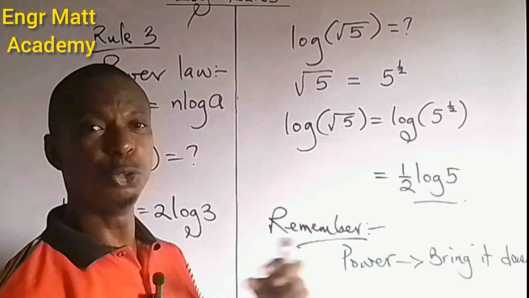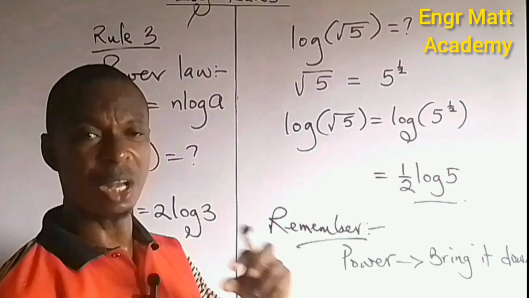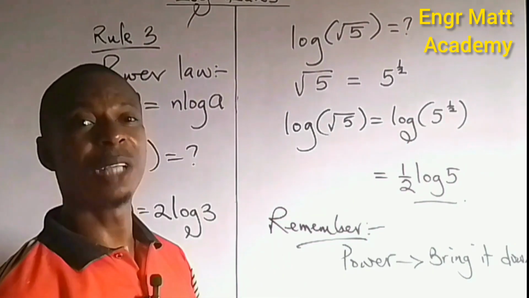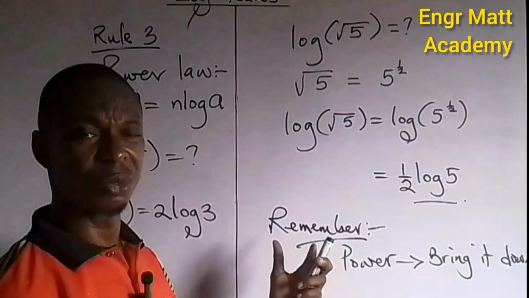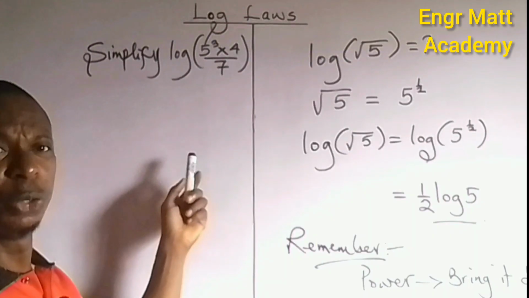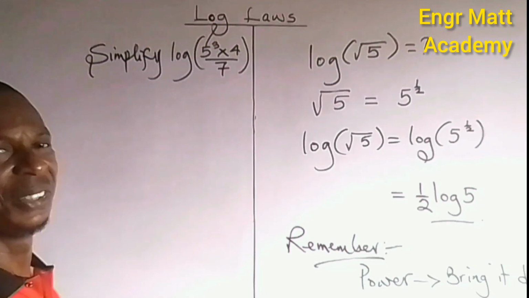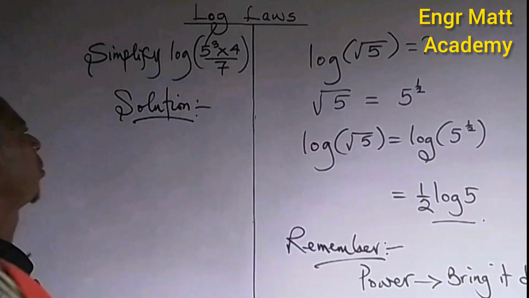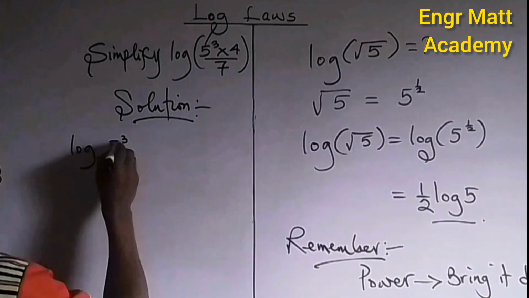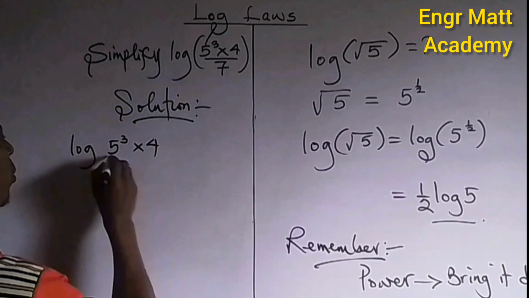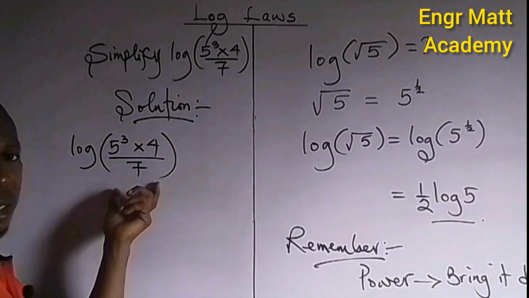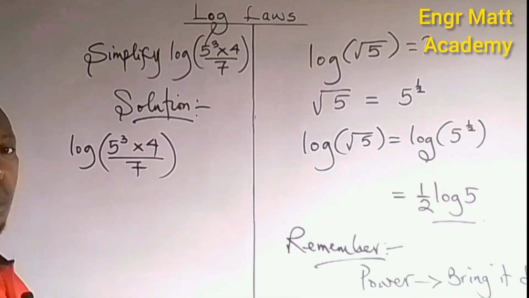Having known these laws, you need to watch out for the traps that WAEC usually sets for students. During exams, students are under pressure, so they mix up these rules. Let us see a typical example. In a situation like this, what do we do? Let's see the solution. Solution: log 5 to the power of 3 times 4 divided by 7. You can see that in this problem, all three laws are combined.